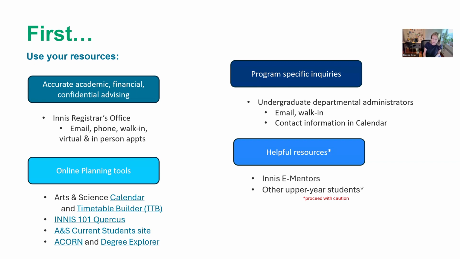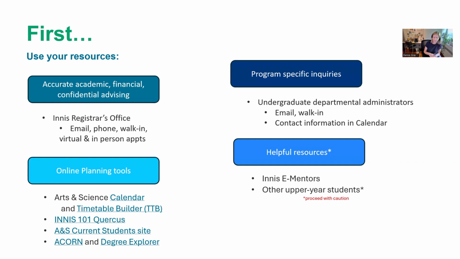The other helpful resource, which I note proceed with caution, is other upper year students, friends, family, neighbors, your uncle's mother's brother's friend who had a sister who went to U of T. They're all going to have advice for you, and that's fine. Gather all of the information, gather all of your advice. But when it comes to people whose job it is not, who doesn't have to be accountable to you, I would proceed with caution and double check.